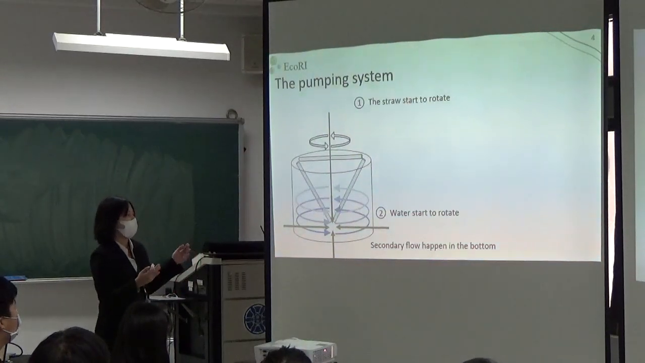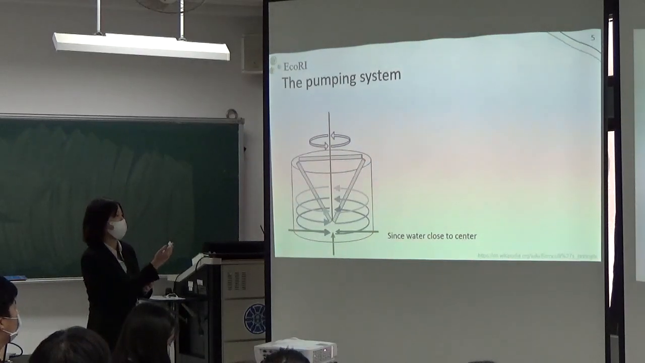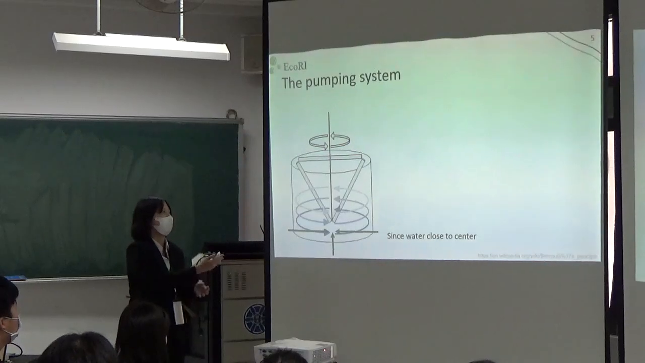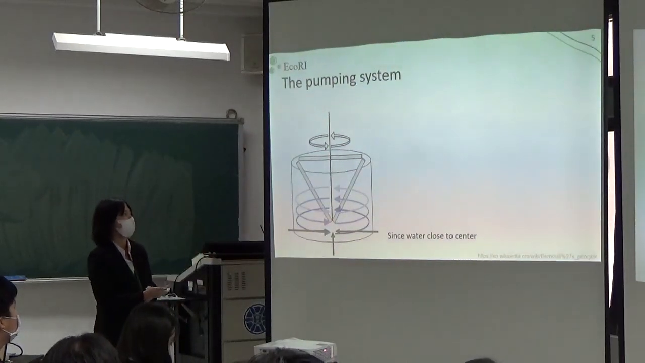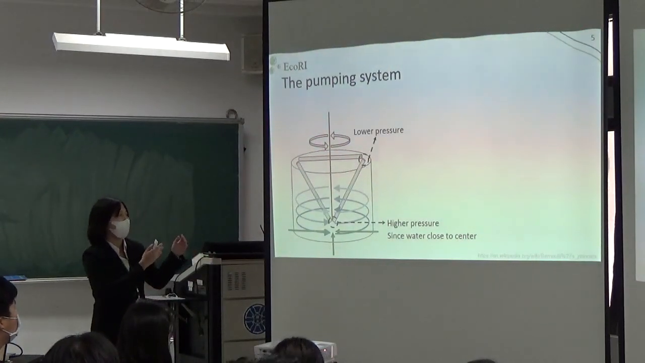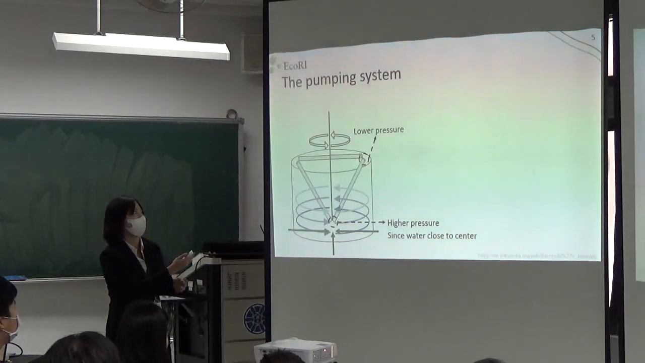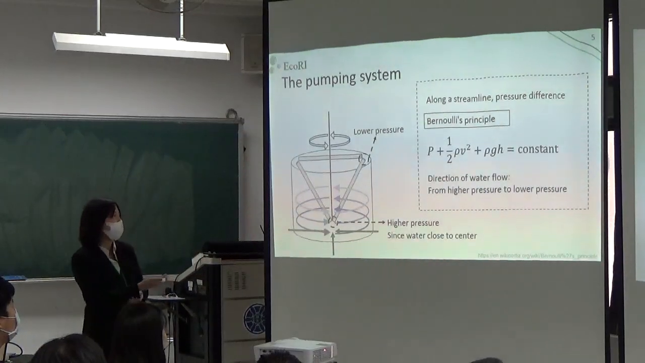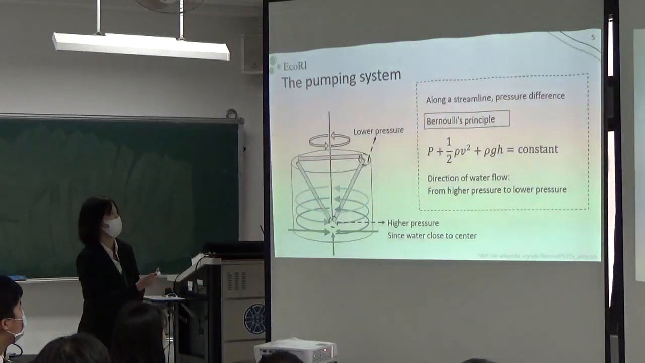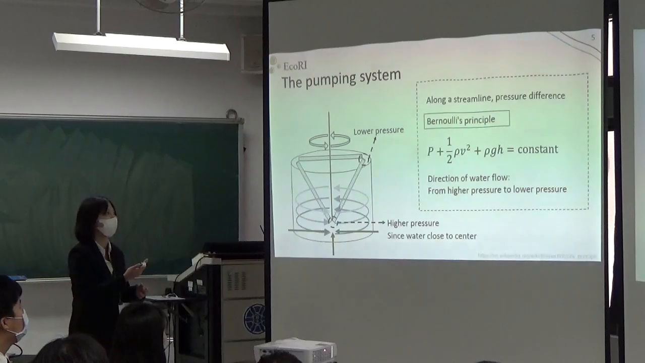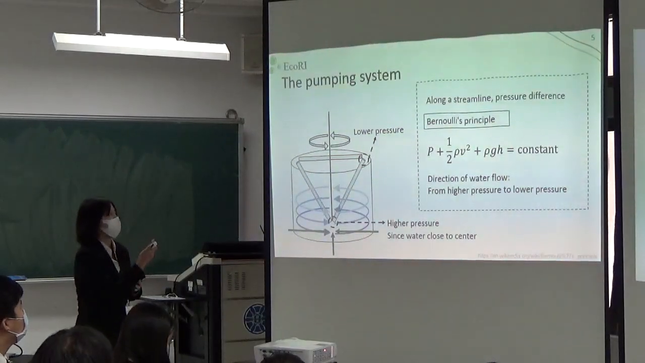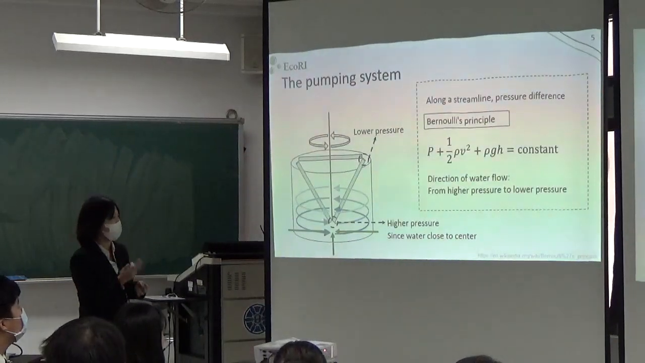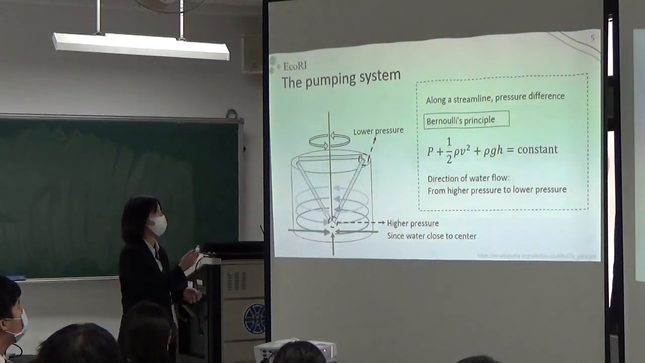And because when the water is close to the center, the water will form a big pressure under the straw's inlet part. So the inlet part will form a higher pressure, and the outlet part has the lower pressure. And because of the pressure difference along the streamline, we can use Bernoulli's principle to explain this phenomenon. And because P plus 1/2 ρ V squared plus ρ g h will equal a constant.